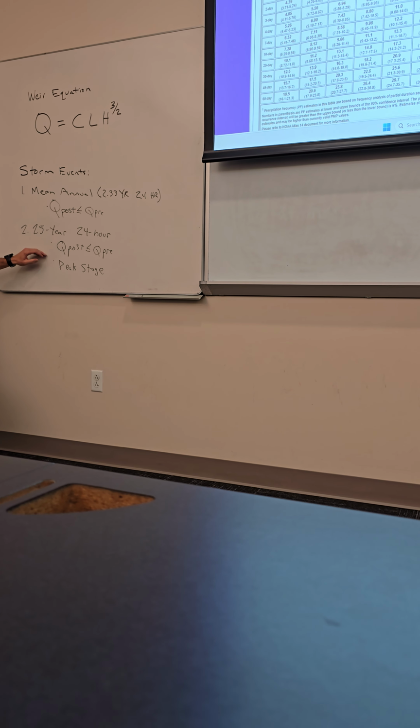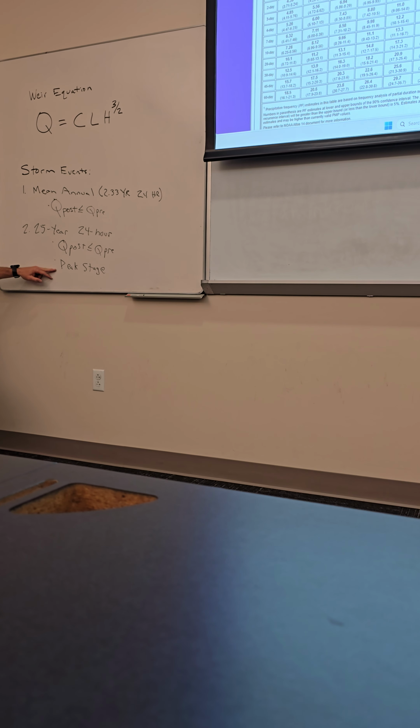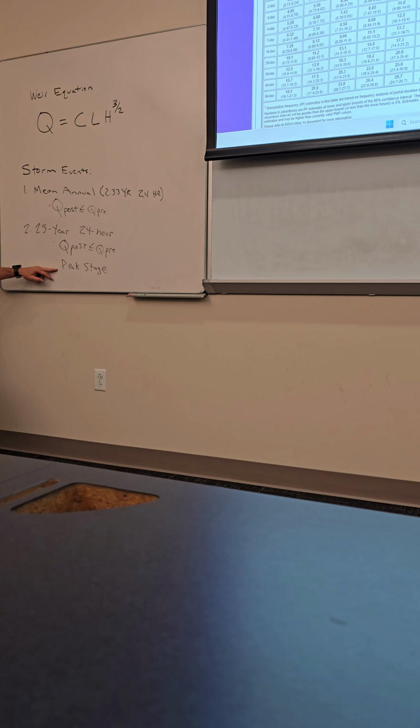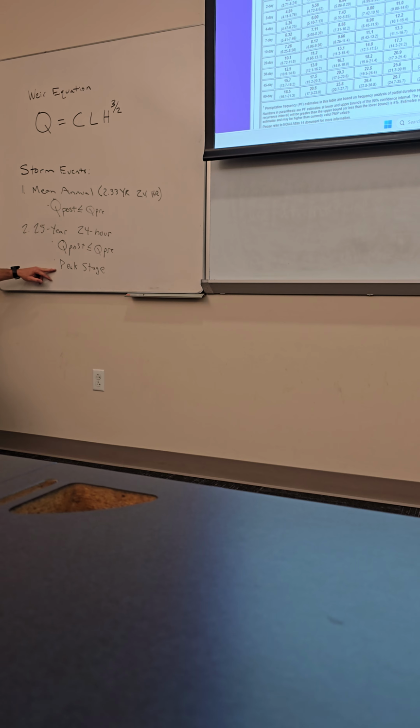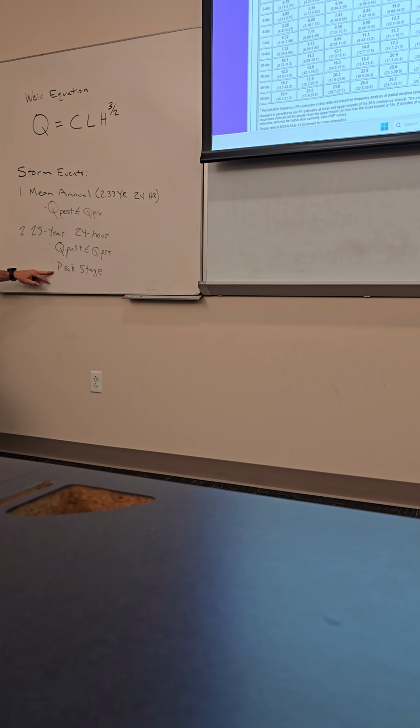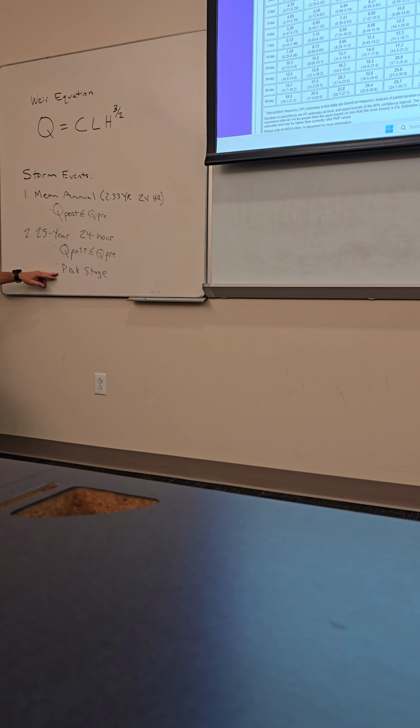Q post is less than or equal to Q pre, but this is the one where you're also going to look at the peak stage. We talked about the peak stage being a foot below the top of bank, so you have 1 foot of freeboard, okay?